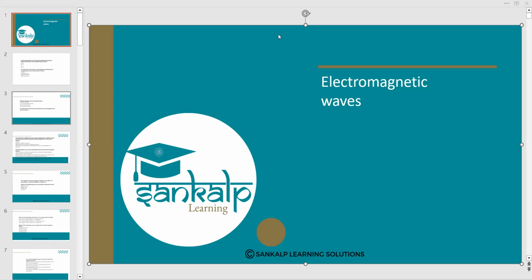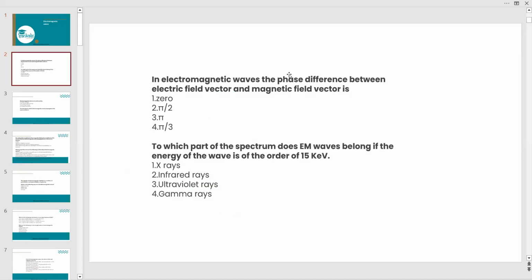Hello students. So our next topic, electromagnetic waves, MCQs we are going to see today. Here we have the first question. In electromagnetic waves, the phase difference between the electric field vector and the magnetic field vector is. So you have both the electric and magnetic fields in the electromagnetic wave. What is the phase difference between these two fields that they are asking here? The options given are 0, pi by 2, pi by 3.